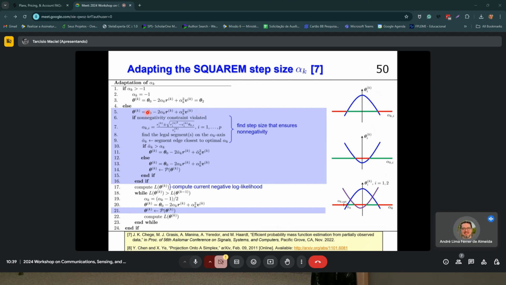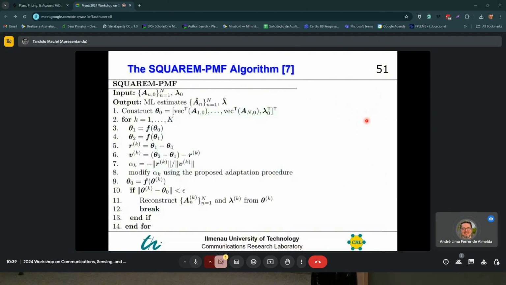These are pictures that show that if you look at this update equation, equation 3, you can see it's quadratic in alpha. So it would look something like this. And then what we need to ensure is that the step size we select should be in this green part here, so that we ensure that the theta is always positive. So that's basically what happens there.